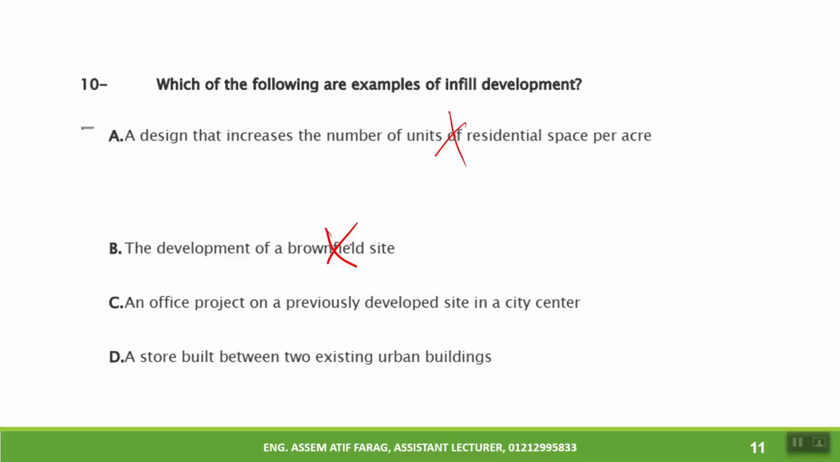For option number C, an office project on a previously developed site in a city center. This is an example of a type of infill project. So option C is right. For option number D, a store built between two existing urban buildings. This example is a type of infill project, so option D is also correct.